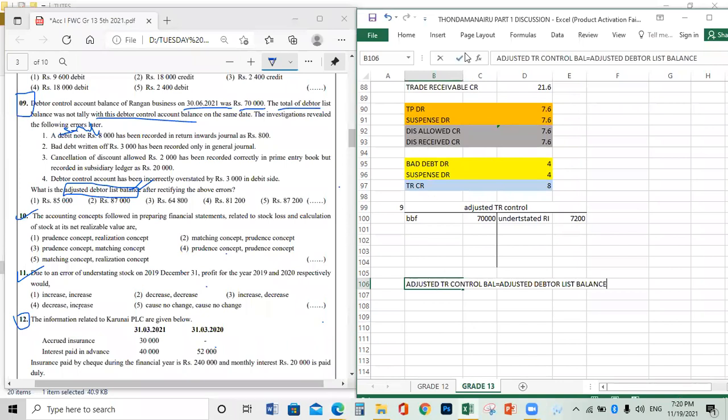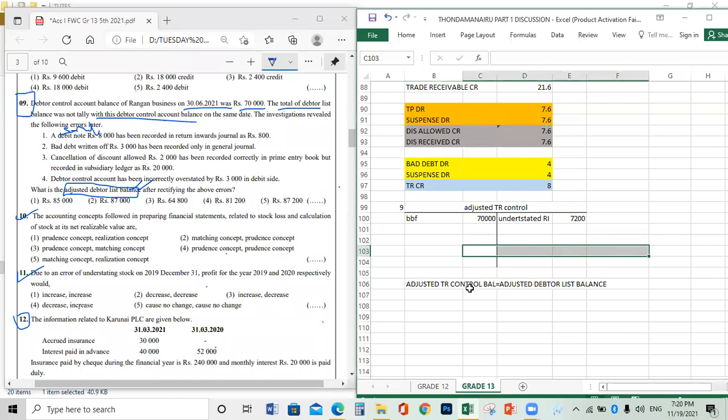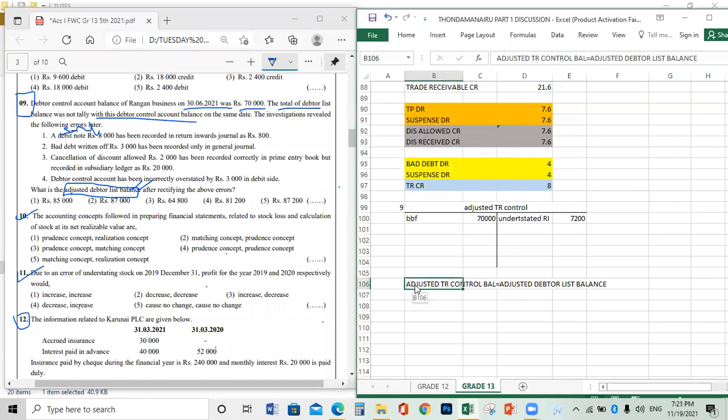What do you say? True, because just now I showed you the list balance correction statement. It should be equal to the adjusted trade receivable control account balance. So if you can find this closing balance, that's more than enough. You don't even have to draw a reconciliation or anything to get this answer.